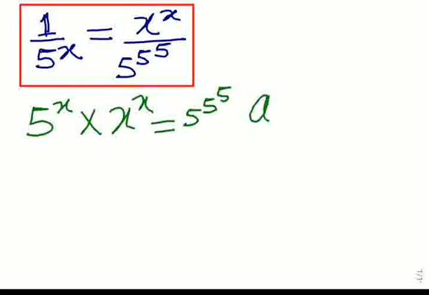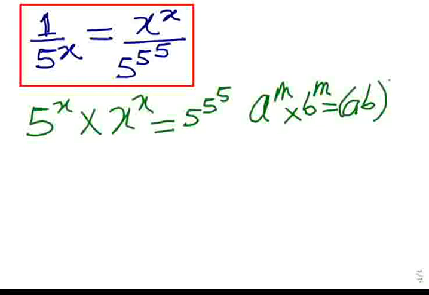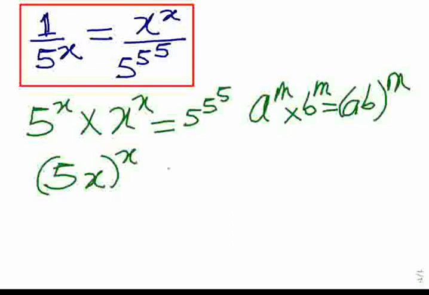Next, can we remember this rule of indices where a raised to the power m multiplying b raised to the power m is equal to what? ab all raised to the power m. What is happening here? When the bases are different and the powers are the same, we can simply factorize out the power. So applying that here, we're going to have 5 multiplying x all raised to power x, since the power is factorized out. This equals 5 raised to power 5 and then raised to power 5.